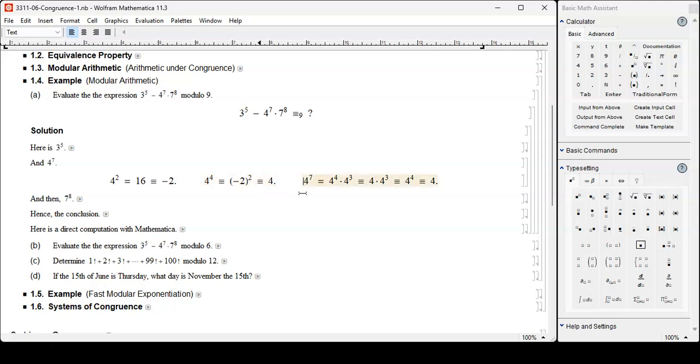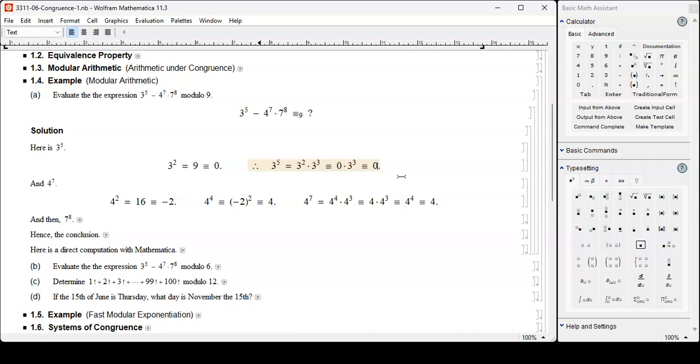Does it help? Oh yes, 4 to the 7th power can be rewritten as 4th power times 3rd power. But 4th power is back to 4. Back to 1st power, 1 plus 3, back to the 4th power, which is back to 4. So we have 0 and then 4.